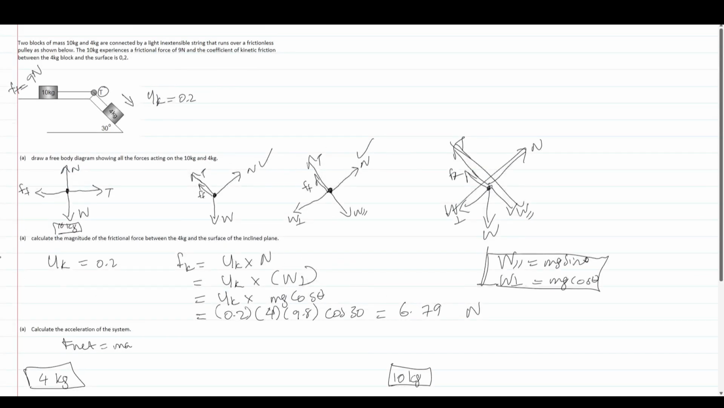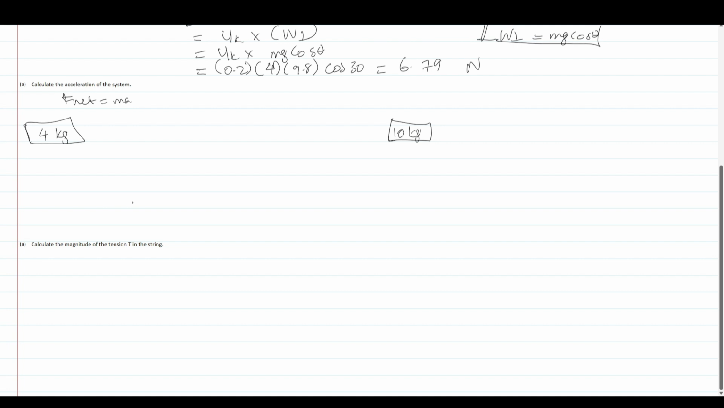So for the 10 kg block, the only forces that are acting in the motion of the system are the tension and the frictional force. So we're going to use Newton's second law. F net is equal to F pulling, so tension minus the frictional force is equal to ma. And the frictional force is given to us as 9, and the mass is 10 times the acceleration. And if we make T the subject of the formula, we're going to have T equals 10A plus 9. This would be our first equation.